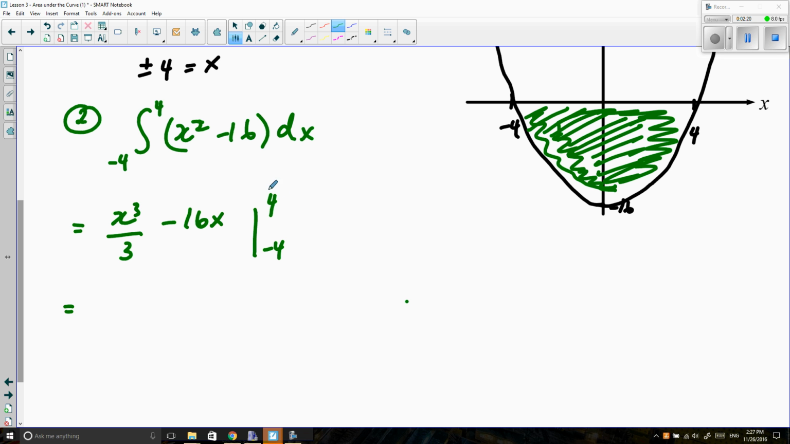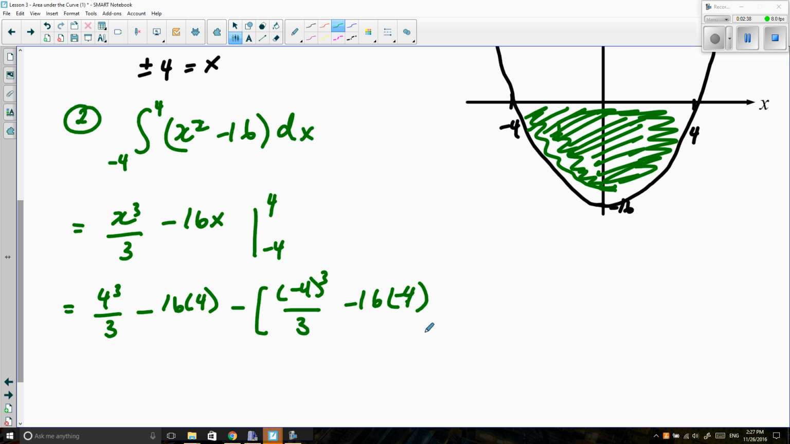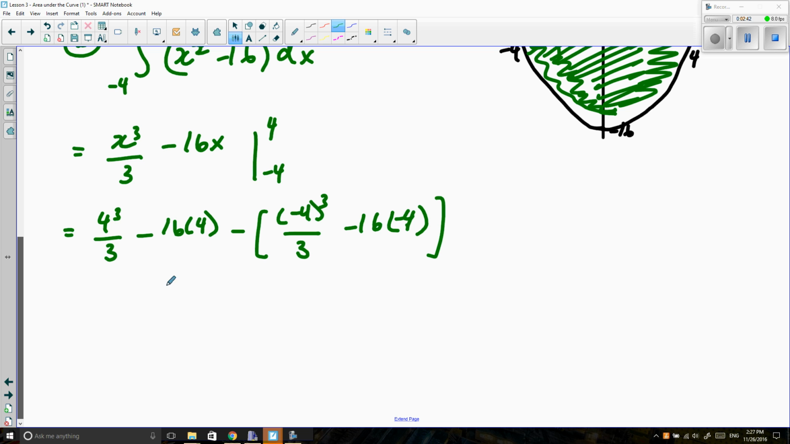And then I'm going to substitute my values. So I always start with my upper limit. So I get 4 cubed divided by 3 minus 16 times 4, and then I'm going to subtract my lower limit evaluation. So I'm going to go negative 4 cubed divided by 3 minus 16 times negative 4. Okay, and we'll close that bracket. So I just have to be really careful because I'm subtracting all of this. So I'm going to evaluate now. So 64 over 3 is what I get for this simplified, and then 16 times 4 gives me 64 again. Then I'm going to subtract.